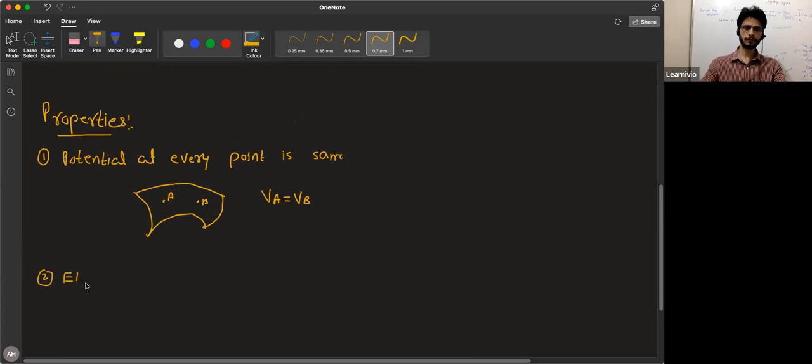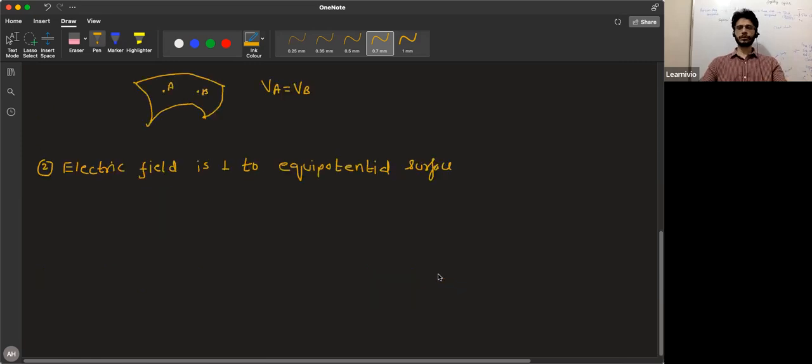Electric field is perpendicular to the equipotential surface. If I take an equipotential surface, then electric field is always perpendicular to the surface. If I take 2 points on the surface, the electric field is always perpendicular to the surface. That is the second property.